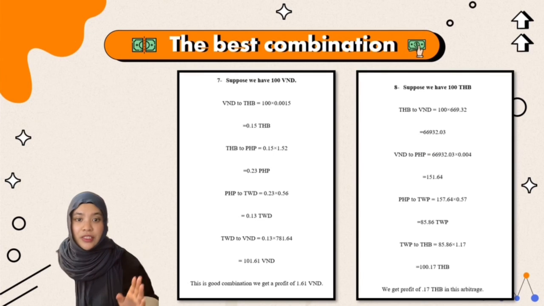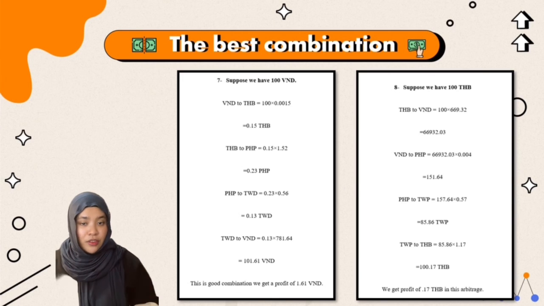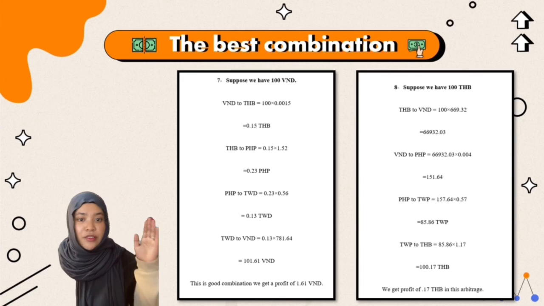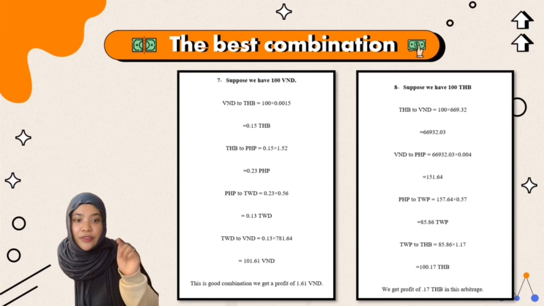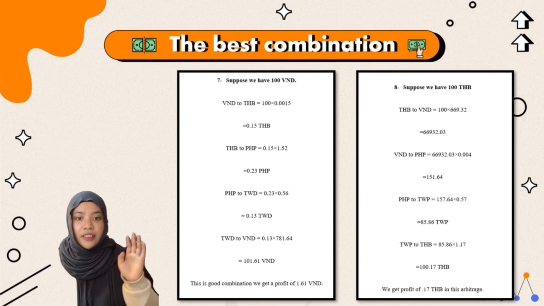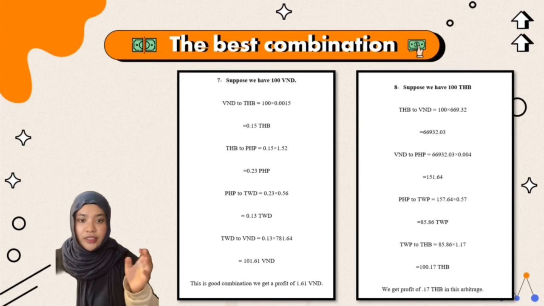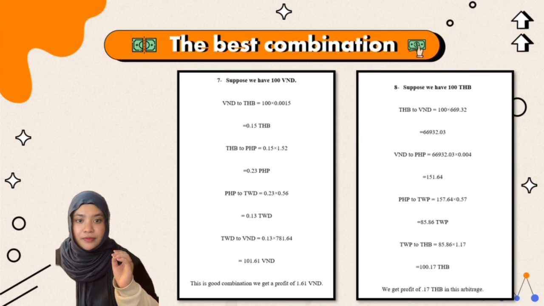So for the third picture, we're supposed to have 100 Vietnamese dong. So Vietnamese dong to Thailand baht, Thailand baht to Philippine peso, Philippine peso to Taiwan dollar, Taiwan dollar to Vietnamese dong. So we got 101.61 Vietnamese dong. So this is a good combination. We got a profit of 1.61 Vietnamese dong.